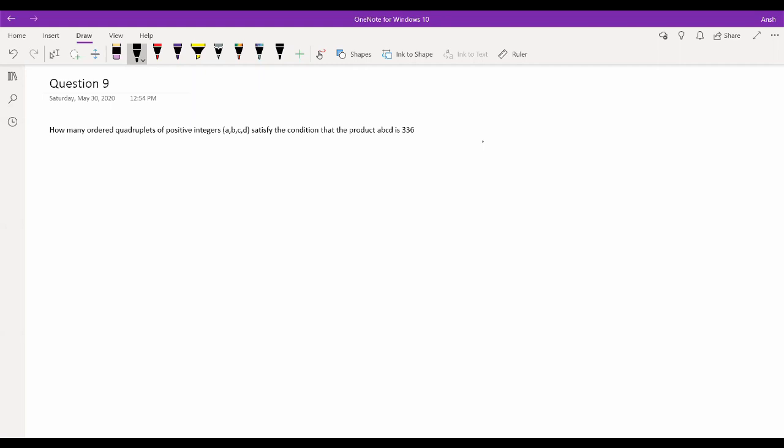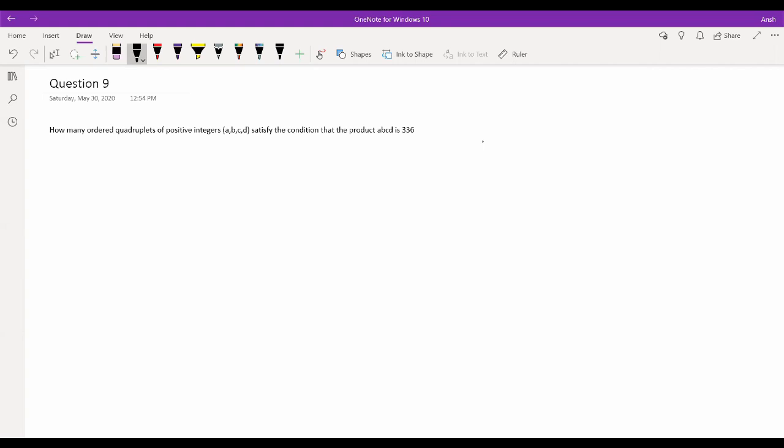All right, so our next question actually deals with the intersection of combinatorics and number theory. So we want to find out how many ordered quadruplets of positive integers A, B, C, D satisfy the condition that the product is 336. So here we have a much more algebraic condition than the previous question. So all we want is that A times B times C times D equals 336.